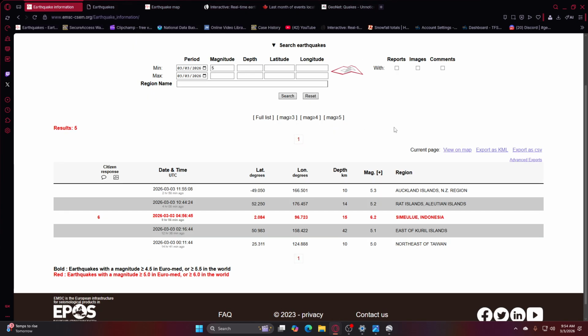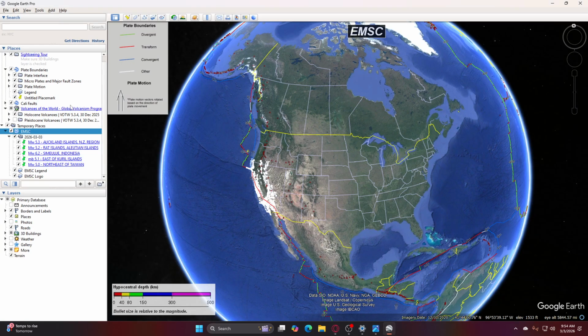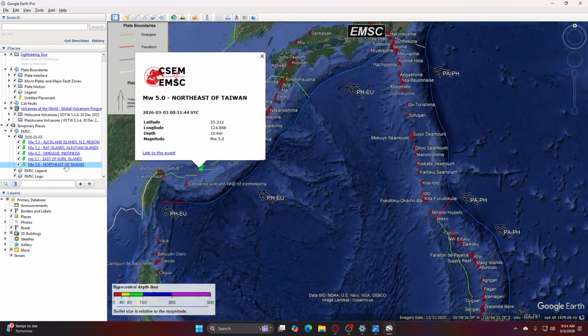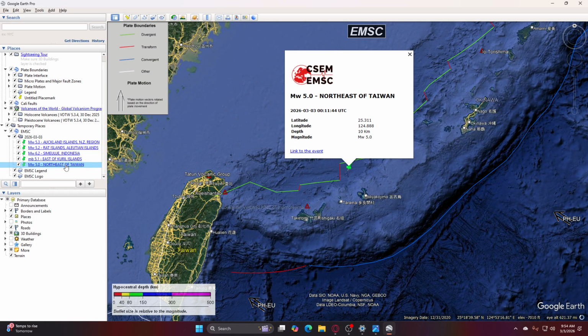Oops, let's go back over here. So it was Auckland Islands, New Zealand region. EMSC has it as a 5.3. And GeoNet has this earthquake as a 5.6. So this one here was 33 kilometers deep. We are going to look at these on our Google Earth. So here's the 5.0 in Taiwan. Then I'm going to give you a whole lot more information regarding all the earthquakes around the world for today.